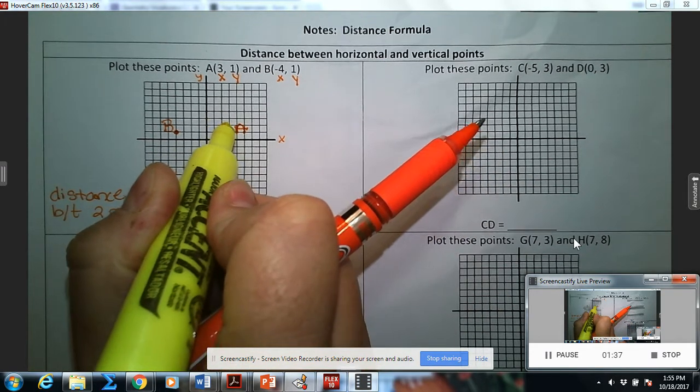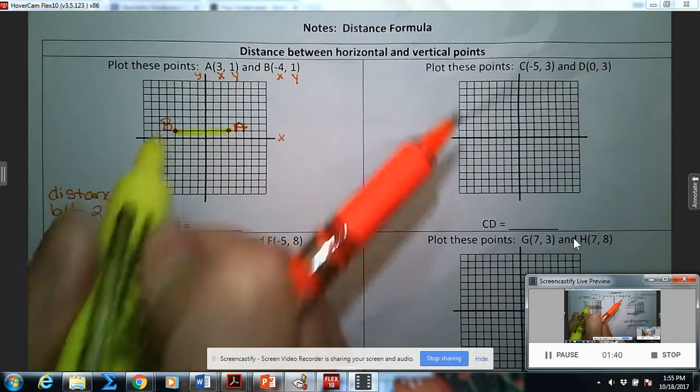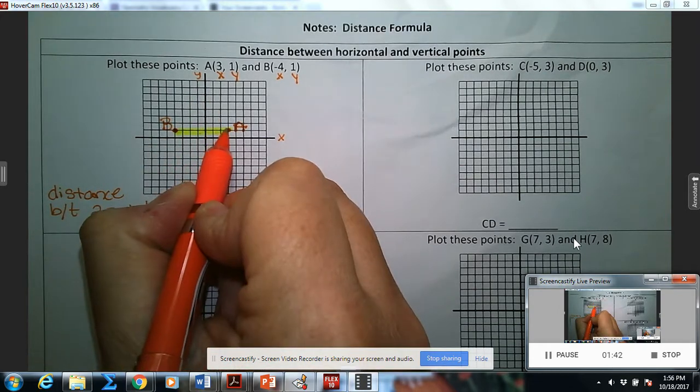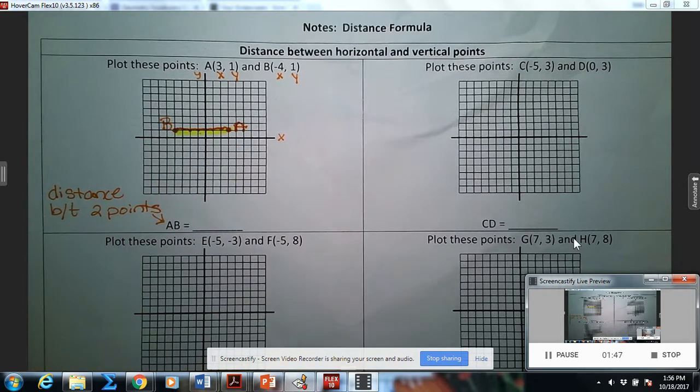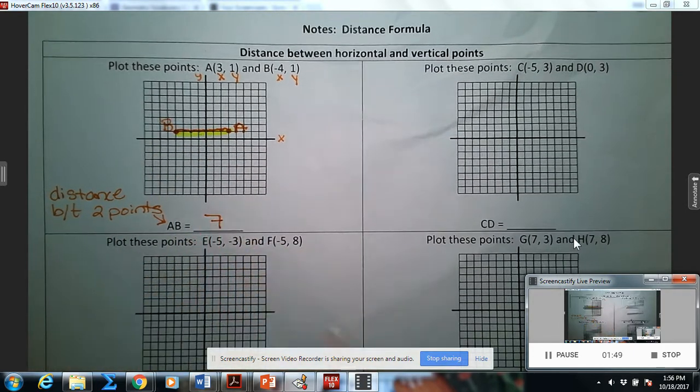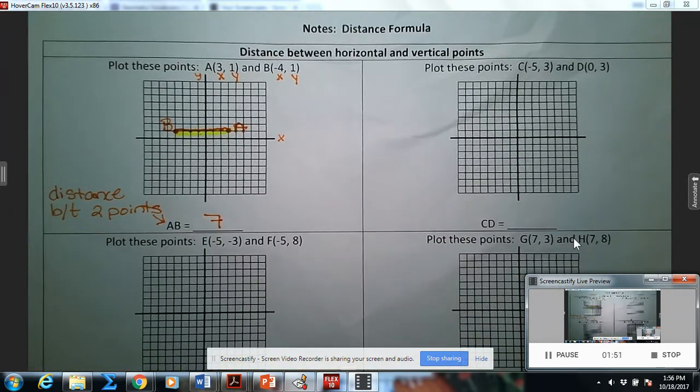Well, if I start at A and highlight my path to B, I've covered 1, 2, 3, 4, 5, 6, 7 blocks. So the distance from A to B is 7. Take a moment and try example 2.